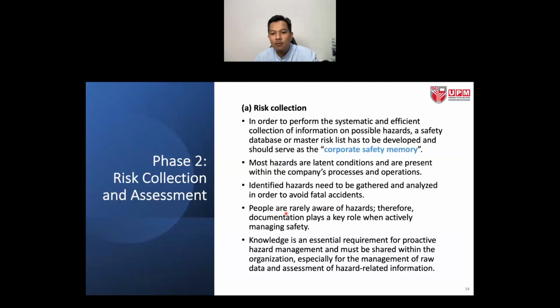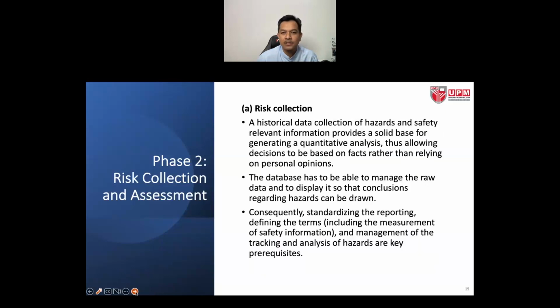People are rarely aware of hazards. Therefore, documentation plays a key role when actively managing safety. You cannot just leave it as it is and sweep it under the carpet. Right? Knowledge is an essential requirement for proactive hazard management and must be shared within the organization, especially for the management of raw data and assessment of hazard-related information.